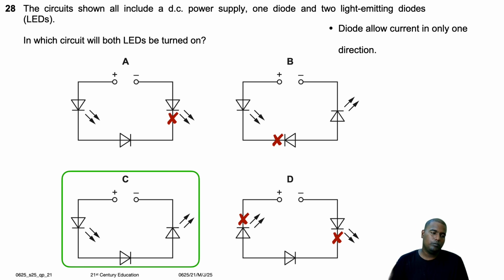Then you might ask why in A and B the other LED is not turned on. In a circuit, even if one place is cut off, then the entire circuit is cut off. It's open.